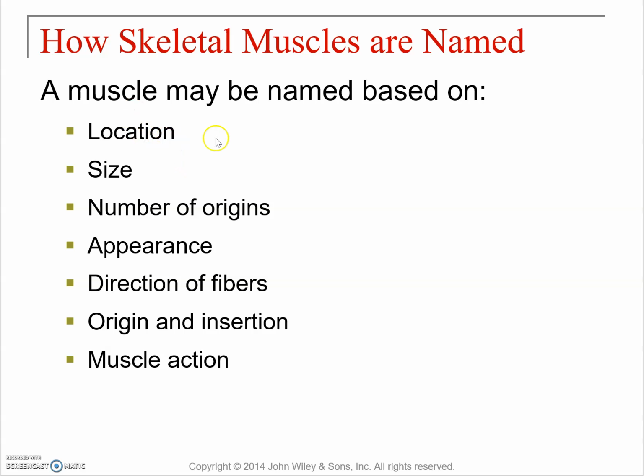Muscles can be named by combinations of word roots that describe their features, like location or size, number of origins, and how they appear, the direction of fibers, or they can simply be named on the basis of their origin and insertion or muscle action. By understanding what the word roots mean, you can get clues about the features of the muscles. So it'll be helpful to be familiar with the terms used in muscle naming.